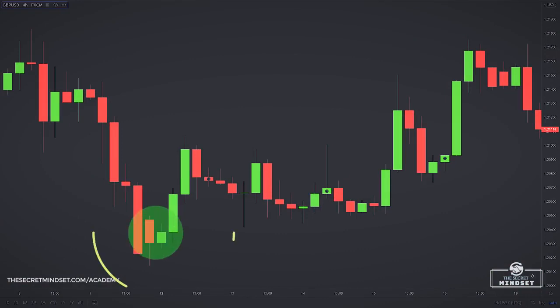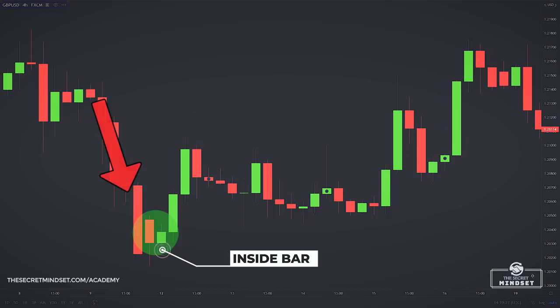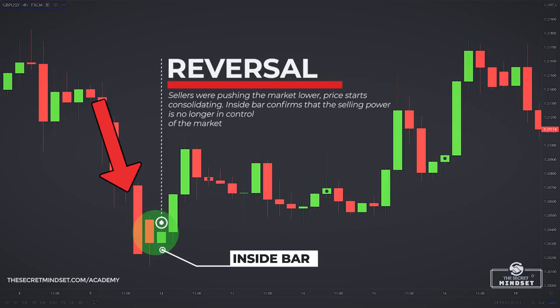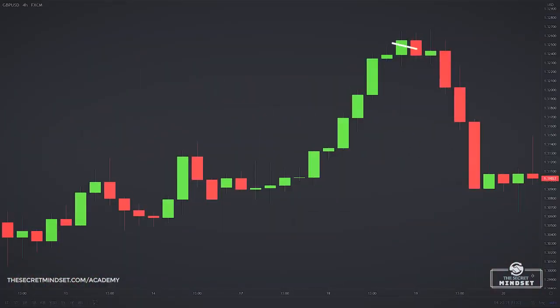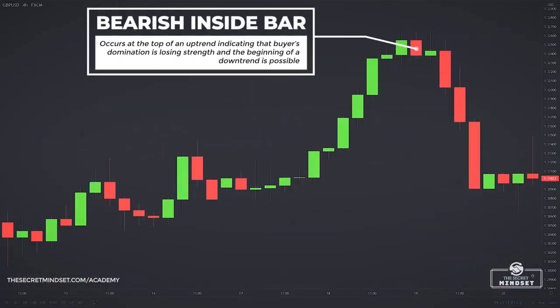In this example, you can see how the trend direction changes after the inside bar formation. The bullish inside bar pattern occurred at the bottom of a downtrend. Here, sellers were pushing the market lower. Price starts consolidating, and this indicates that the selling power is no longer in control of the market. The bearish inside bar is the opposite of the bullish one, this one occurring at the top of an uptrend, indicating that buyers' domination is losing strength and the beginning of a new downtrend is possible.